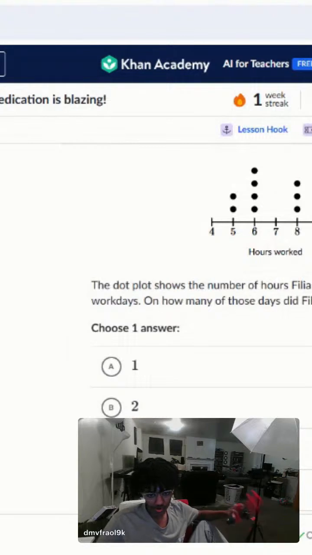The dot plot shows the number of hours Sheila worked on her last 10 work days. On how many of those days did Sheila work for 6 hours? 2, 3, 4.